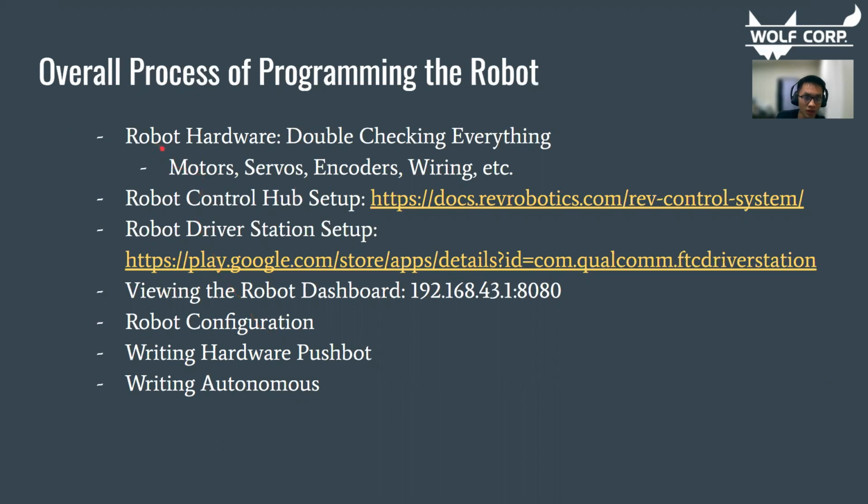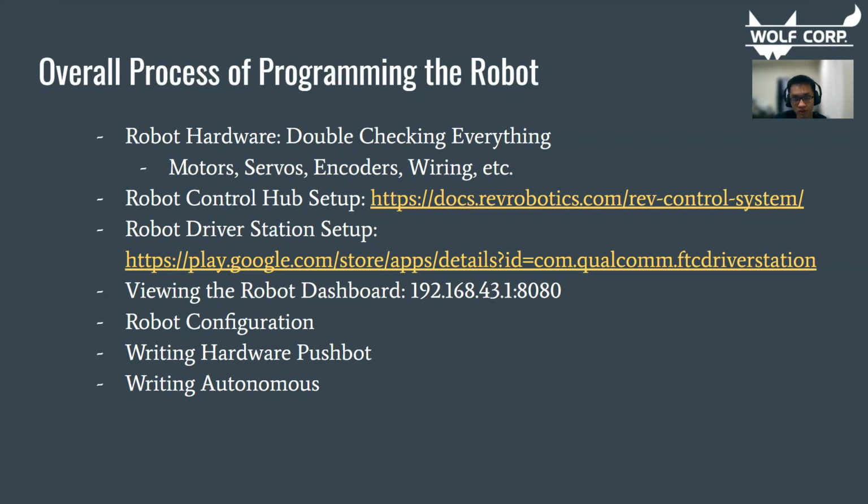So first off, we have the overall process of programming the robots, just the general outline of what you should be doing before you're actually even writing the hardware push button autonomous, to ensure that your hardware push button autonomous works well, or your robot overall works well. And so the first level is actually ground level robot hardware. So you want to ensure that you're double checking everything that you do, whether that's motors, servos, encoders, or wiring. You want to make sure that nothing's messed up at hardware level.